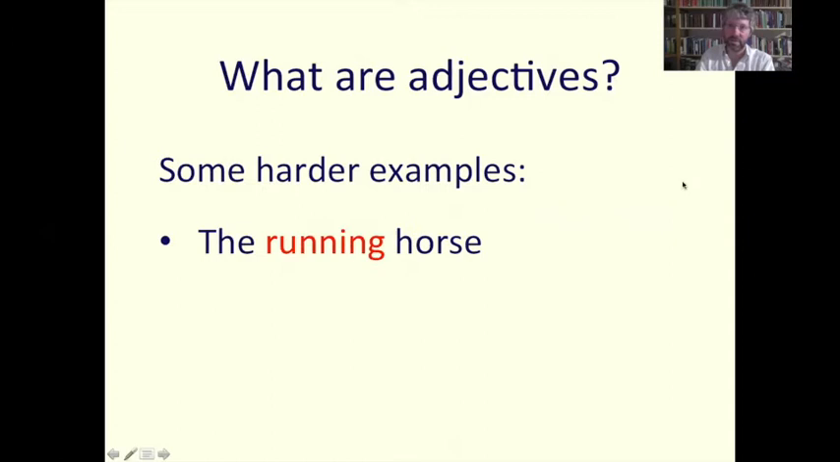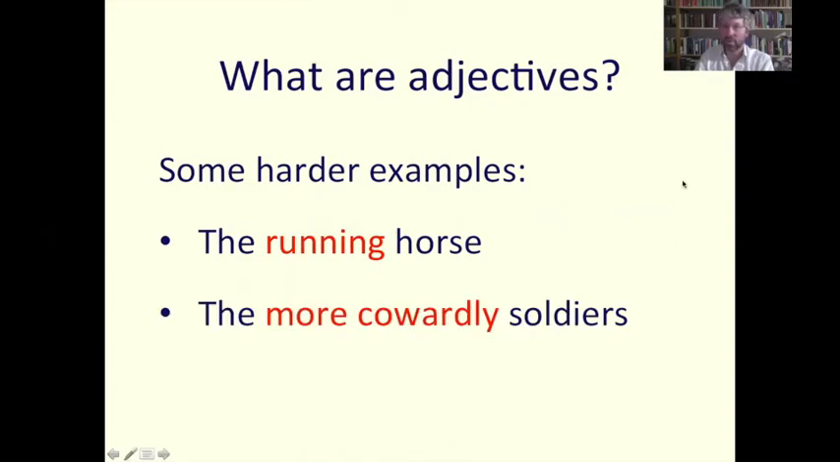Hopefully fairly straightforward. There are, however, very often harder examples. For example, the running horse, the more cowardly soldiers, and the captured city. You can see in each of these cases the words in red are still describing the nouns in their phrase, but translating these into Greek or indeed any other language would be more difficult than the ones we looked at on the previous slide. Good news, today we're just going to focus on the simple examples.